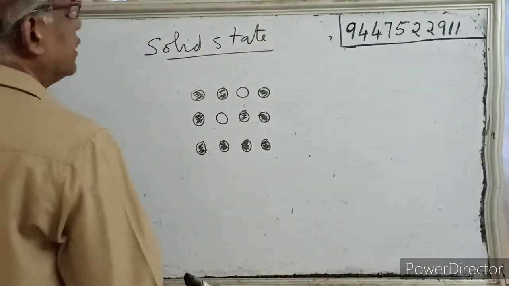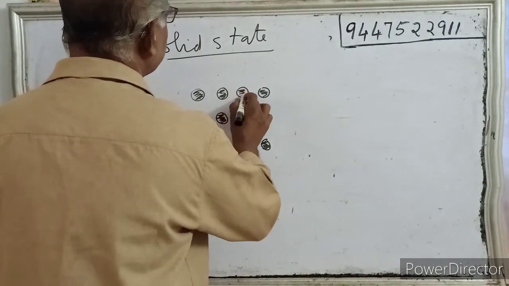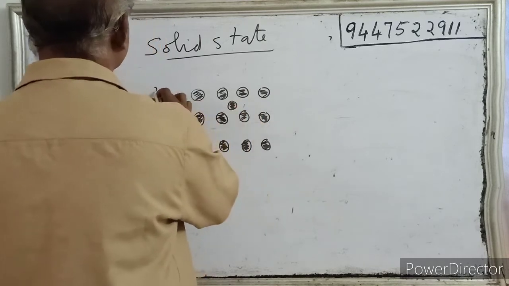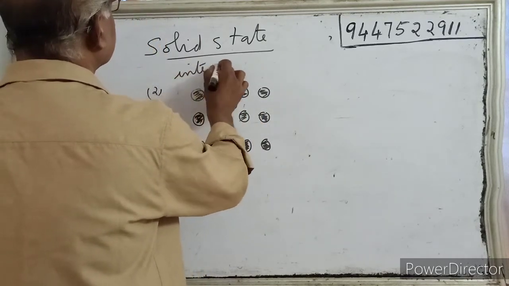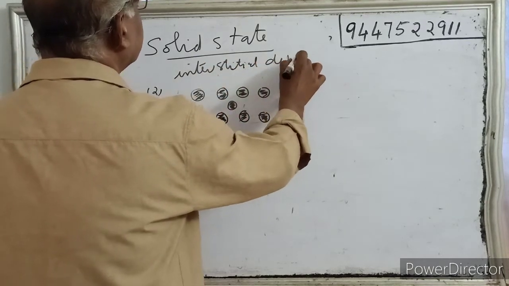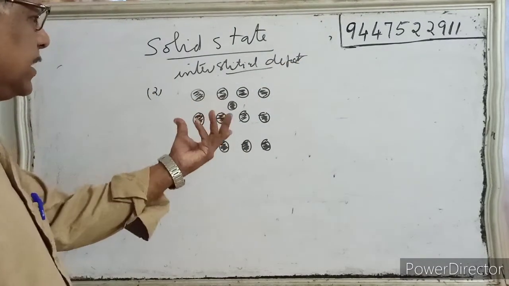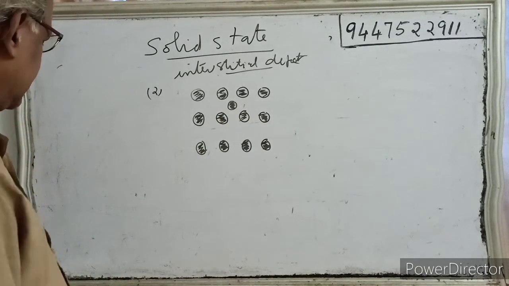Then second, interstitial defect. This interstitial defect is due to the presence of some atoms in the interstitial position. In interstitial defect, there will be some atoms in the interstitial position. That is called interstitial defect.